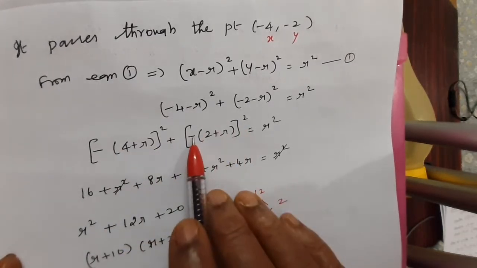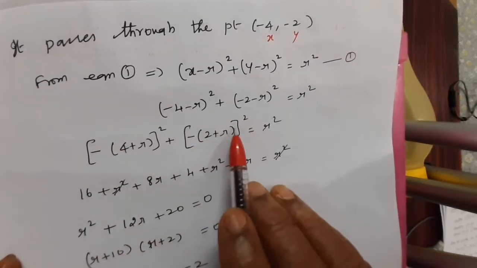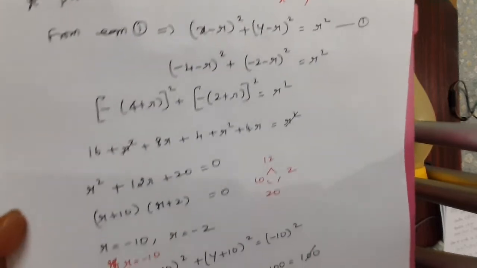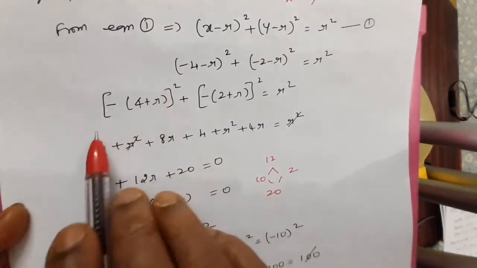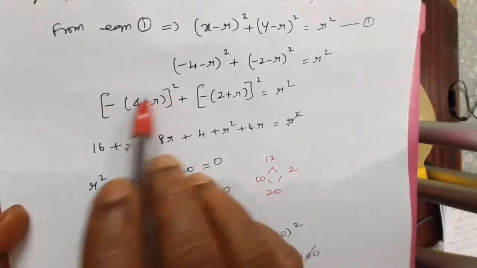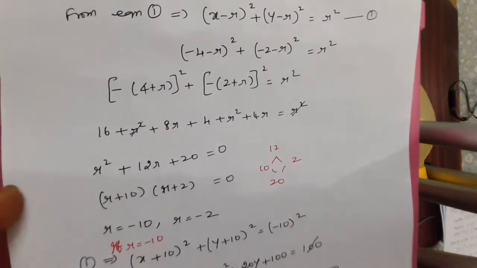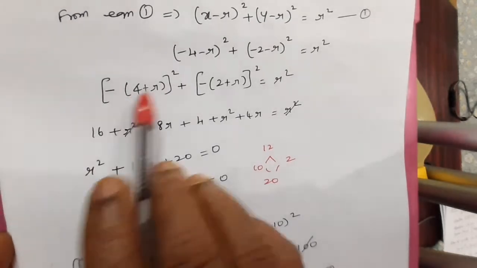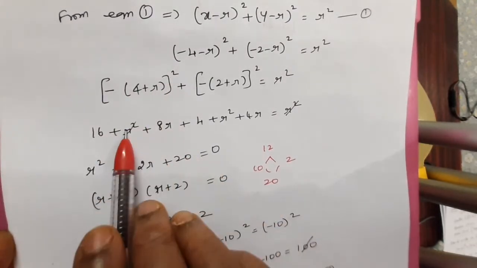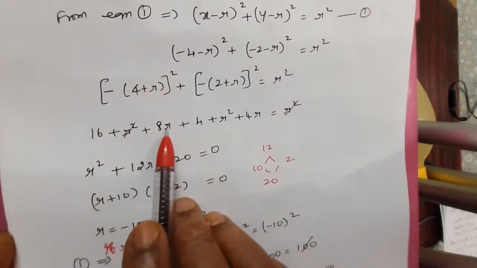Here also we take the minus outside, and we get (2 + r) whole squared equal to r squared. Now, minus squared is nothing but plus, since squaring a negative value gives a positive. So again we apply the formula (a + b) whole squared. What is (a + b) squared? 4 squared, 4 fours are 16, plus r squared, plus 2ab, 2 fours are 8r.